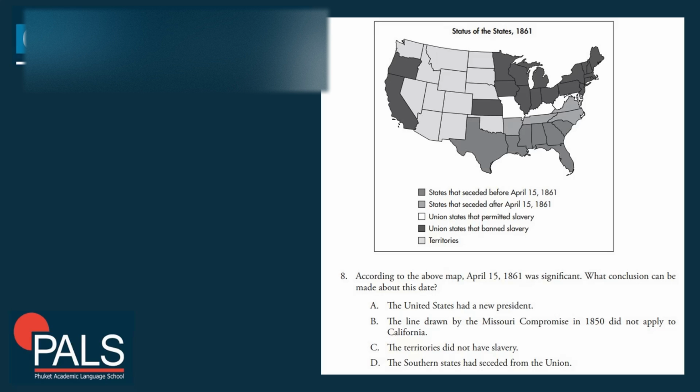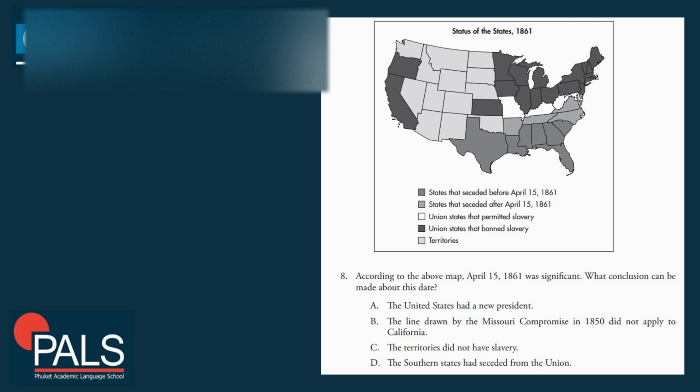Would we conclude that A, the United States had a new president? B, the line drawn at the Missouri Compromise in 1850 did not apply to California? C, the territories did not have slavery? Or D, the southern states had seceded from the Union? Go ahead, pause the video, have a look, decide which one of those conclusions you think is accurate.